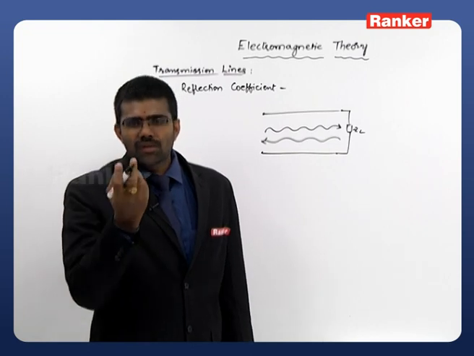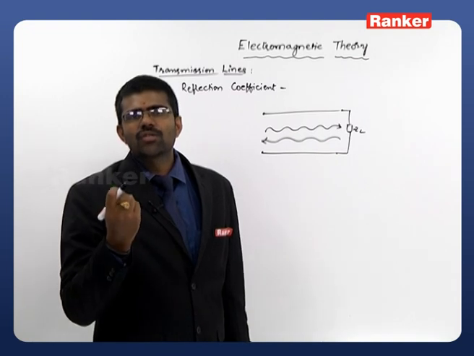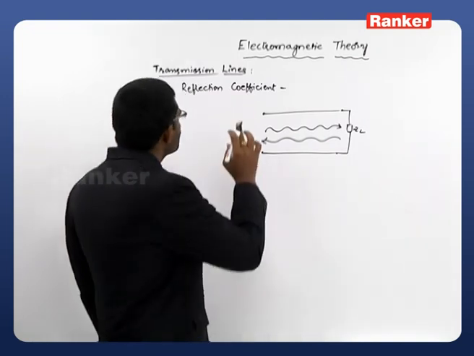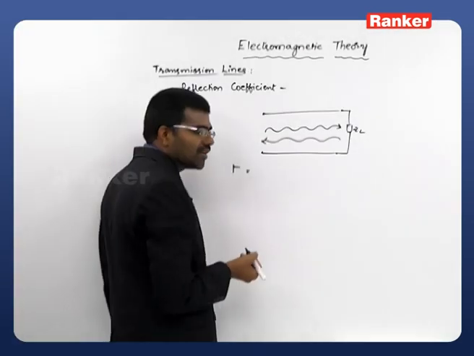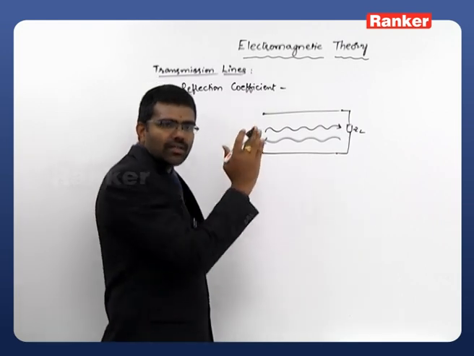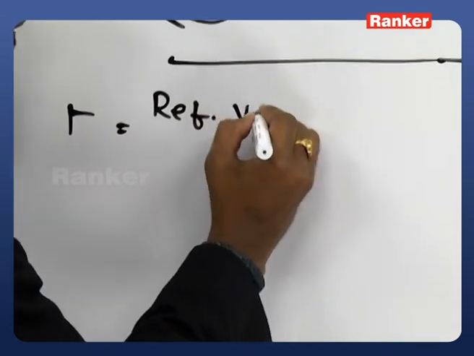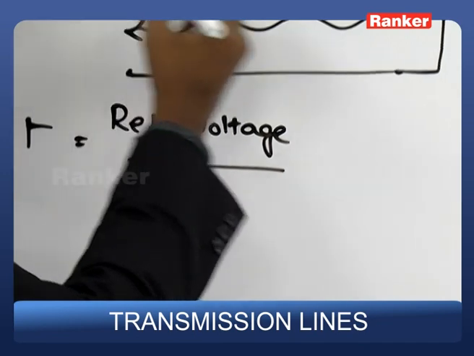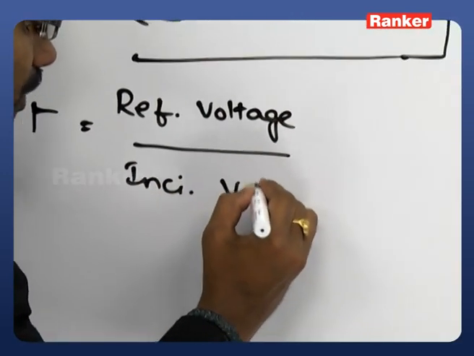For that we are supposed to take the reflected voltage and the incident voltage, and take the ratio of these two. Simply, it is said to be the reflection coefficient, and it is denoted with the symbol uppercase gamma. So simply gamma can be written as how much voltage was reflected from the load end, that is the reflected voltage, divided by how much voltage was incident, that is the incident voltage.